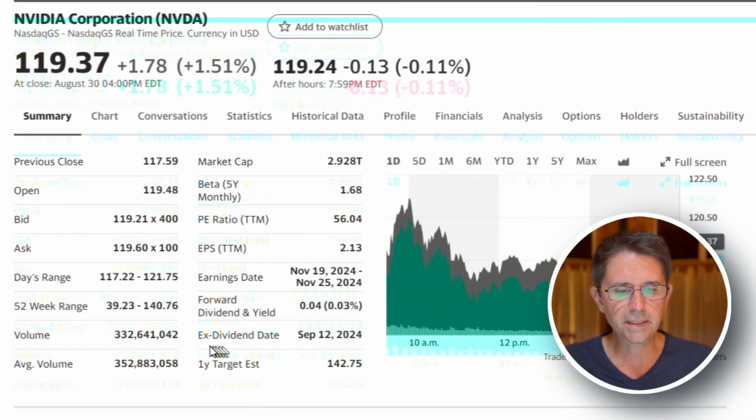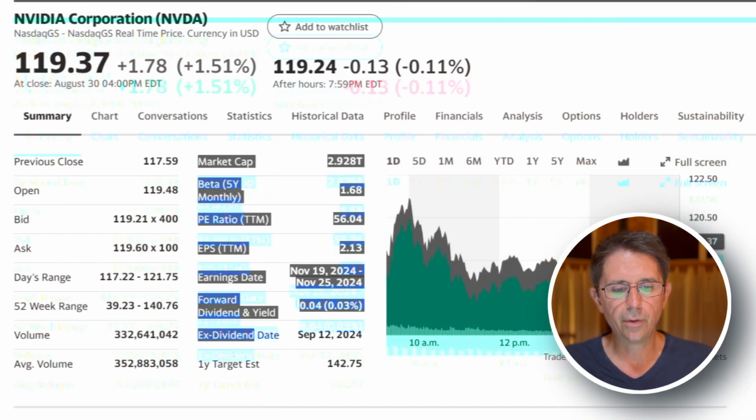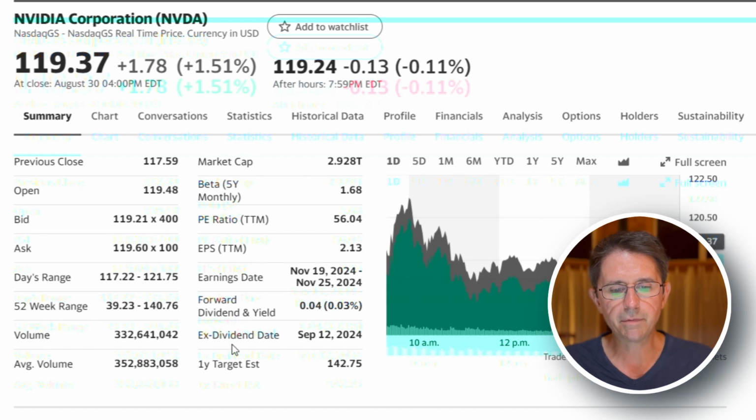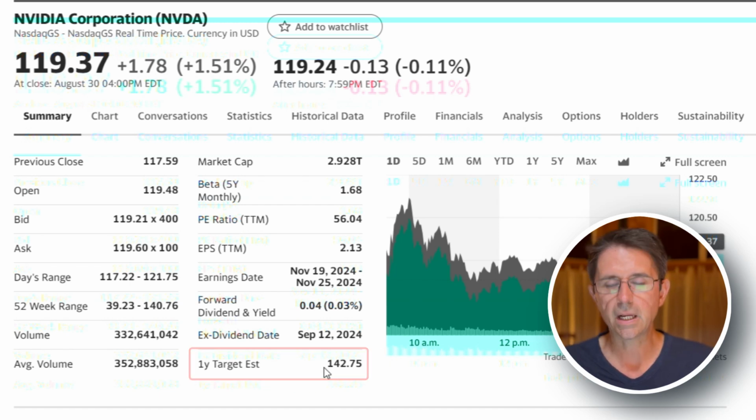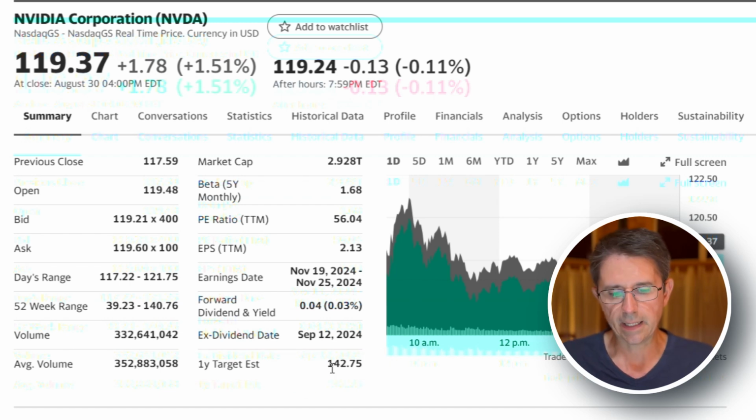Okay. The ex-dividend date, you need to hold the shares or buy the shares the day before this date to qualify for the next dividend. So it's just telling you that. And then the 1 year target estimate, that is just based on analysts, where they think the share price is going. The 1 year target estimate is $142. Honestly, I wouldn't pay too much stock into that. I wouldn't pay loads of attention. Analysts, a lot of times they don't get this right.